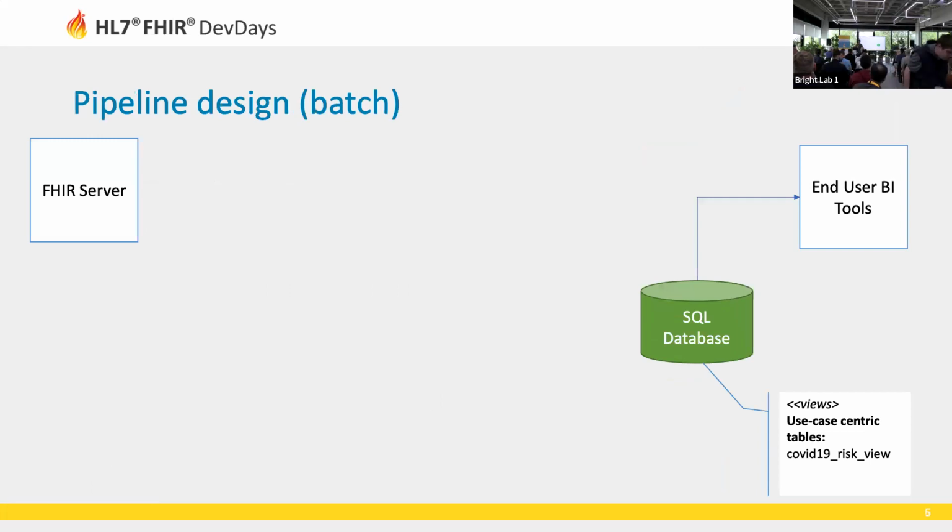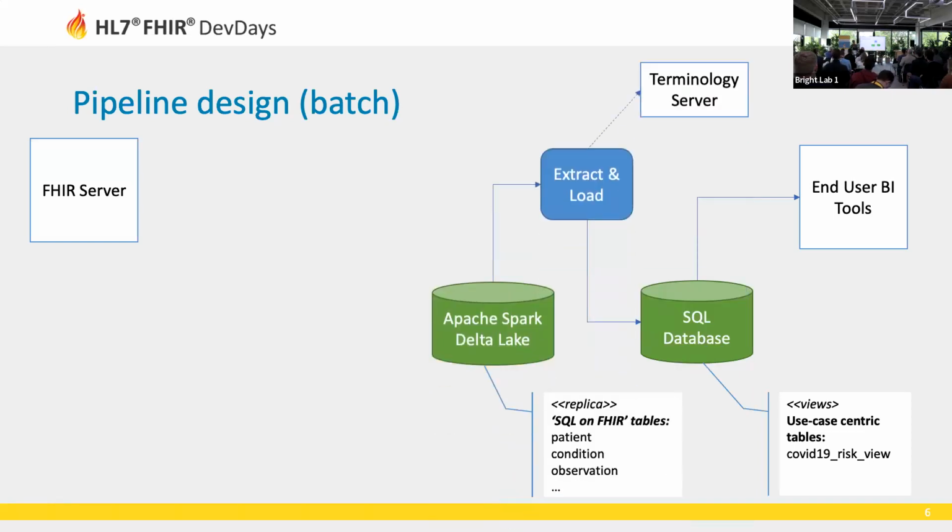So one way to design such a batch pipeline, we'll try to go through here. We start from the end. We want to have this use case-centric view in an SQL database, and one way to do this is to create a replica of our FHIR data in an SQL-enabled warehouse or database. Because once we have this, we can use SQL, maybe enriched with some terminology functions, to extract the data that we need to create this use case-centric view. And one of the solutions we can use is Apache Spark Data Lake, which is essentially a warehousing solution optimized for large-scale SQL queries based on the Delta format.